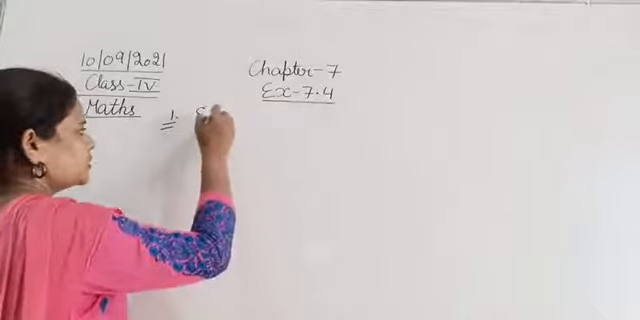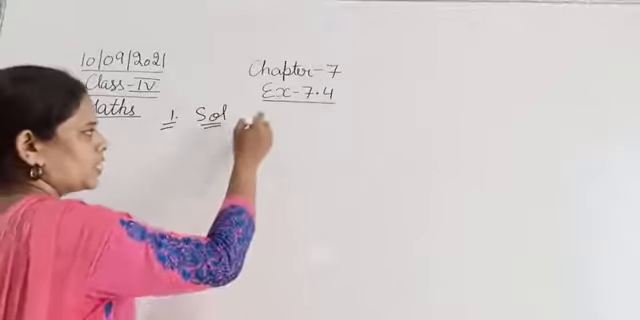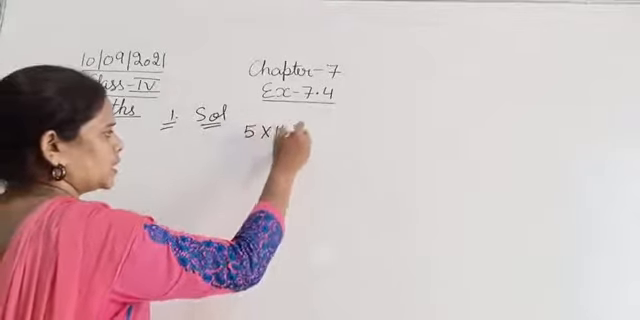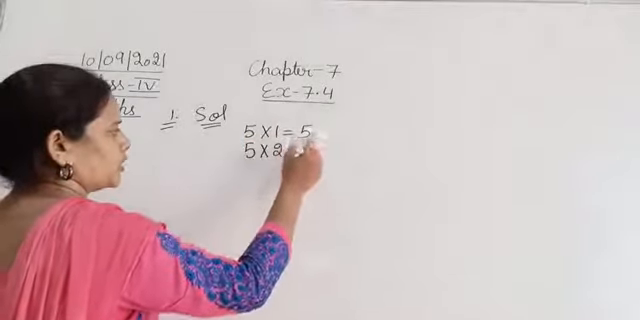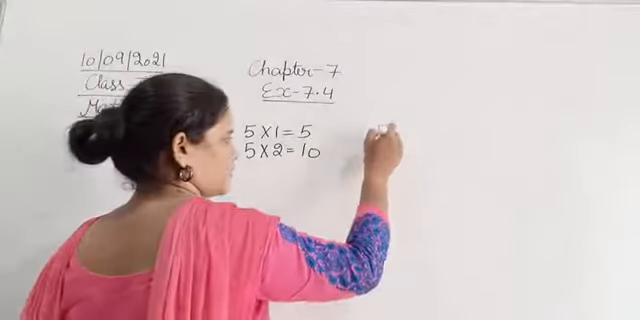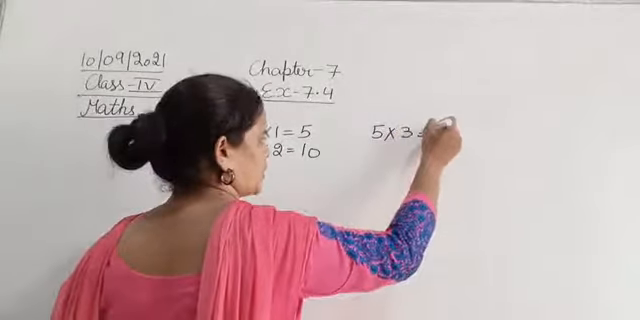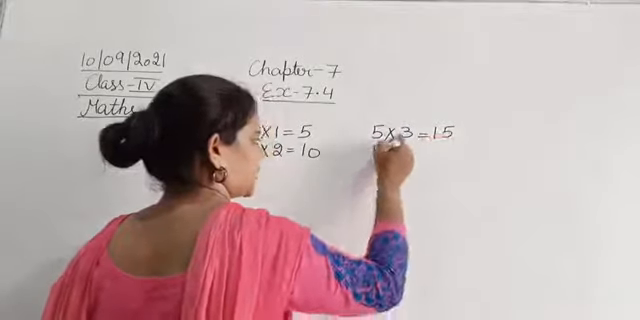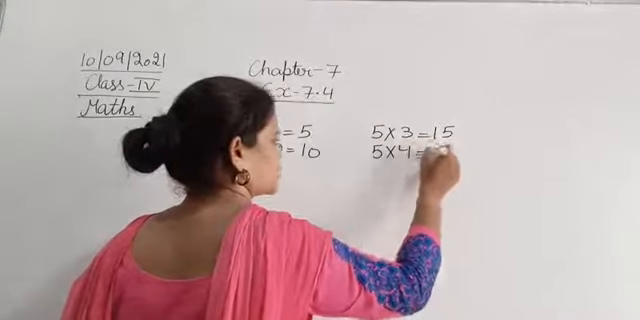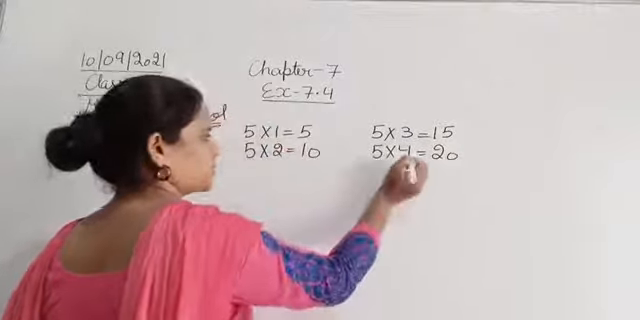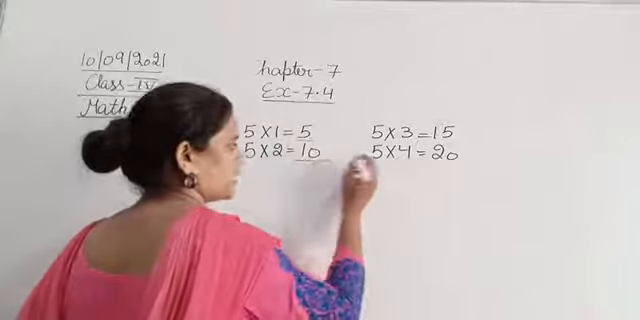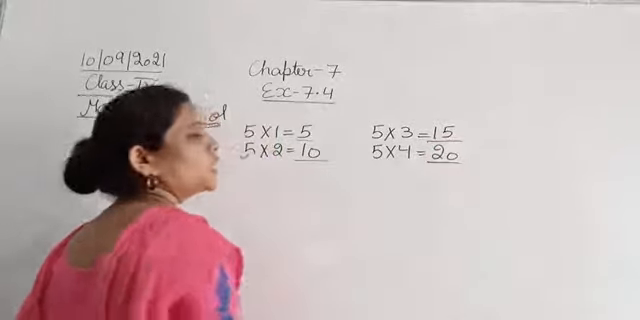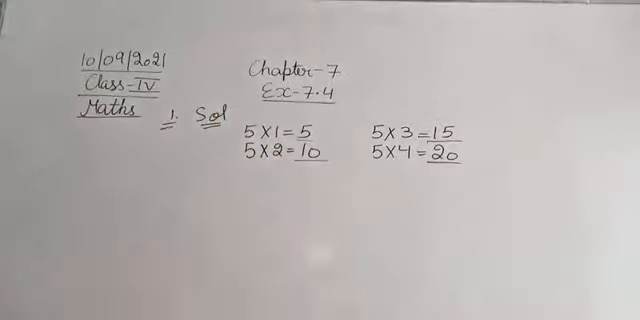So write the solution. 5 into 1 is 5, 5 into 2 is 10, 5 into 3 is 15, 5 into 4 is equal to 20. See, 1, 2, 3, 4: these are the first four multiples. 5, 10, 15 and 20 are the first four multiples of 5.